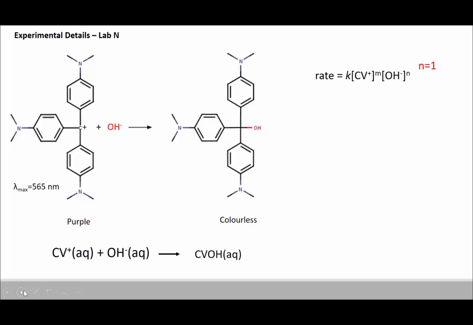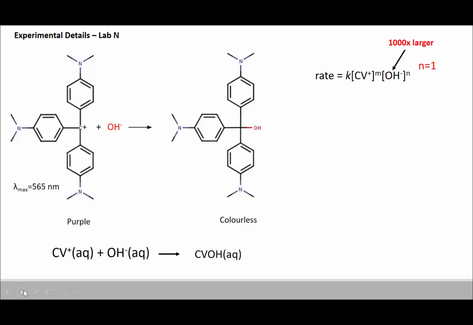If we, however, set the hydroxide concentration to be 1,000 times larger than the concentration of the crystal violet ion, then the hydroxide concentration will essentially remain constant over the course of the experiment. Therefore, only the change in concentration of the crystal violet cation, as it is consumed, will affect the rate.